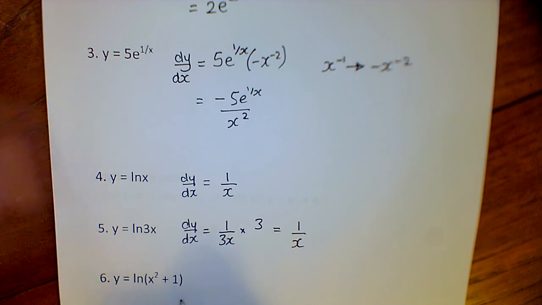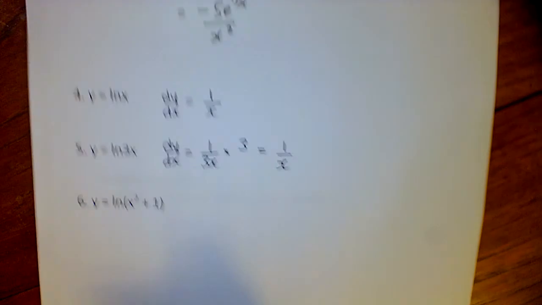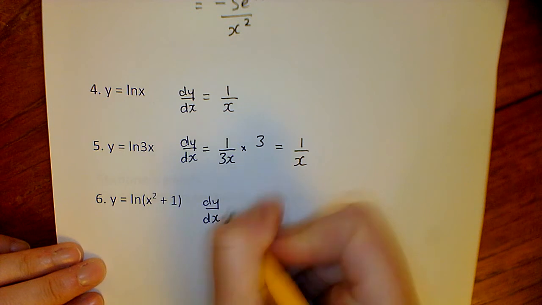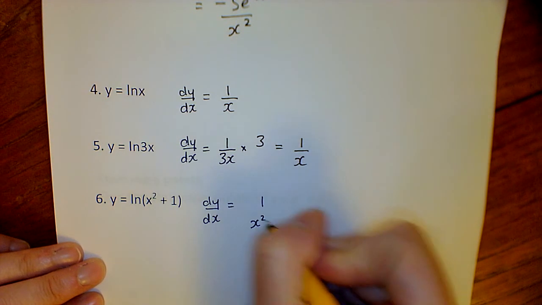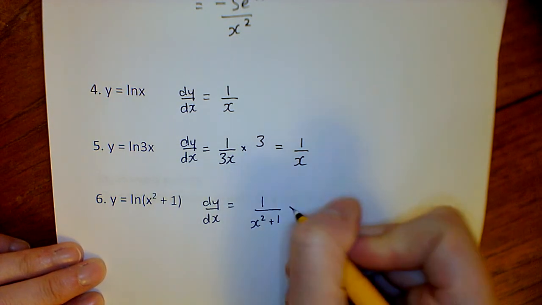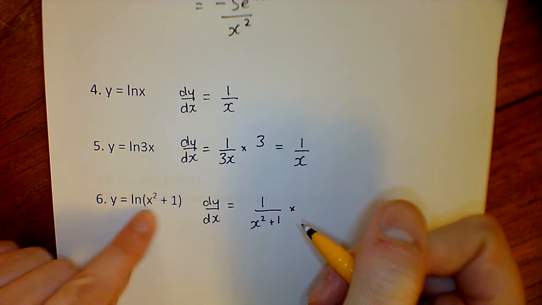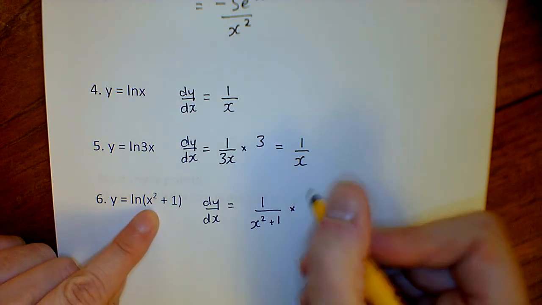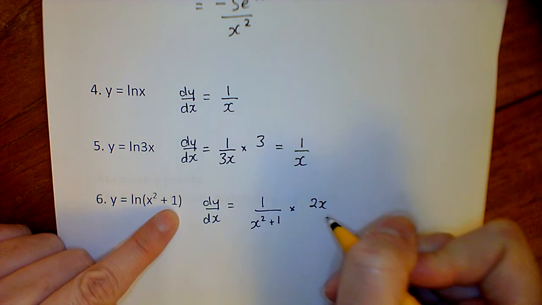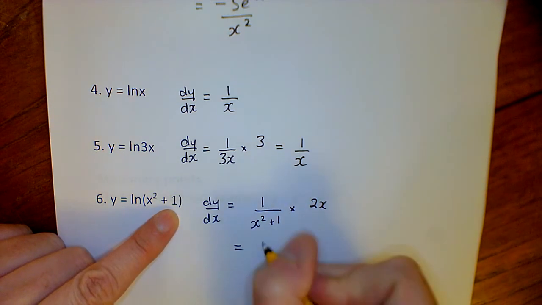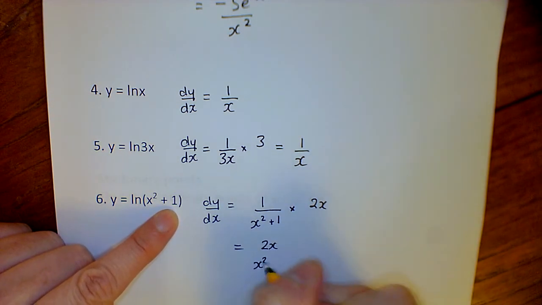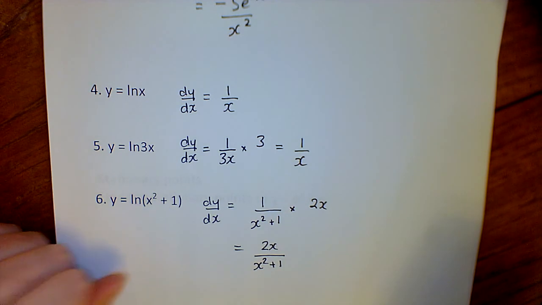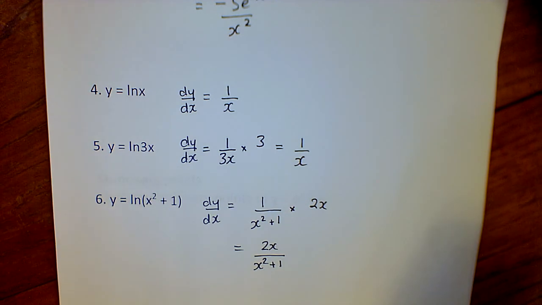Y equals ln of x squared plus 1. dy by dx is 1 over x squared plus 1, multiplied by, we have to differentiate this part here. So differentiate x squared, we get 2x. Differentiate 1, we get 0. So again, tidy it up. We can write it as 2x over x squared plus 1.